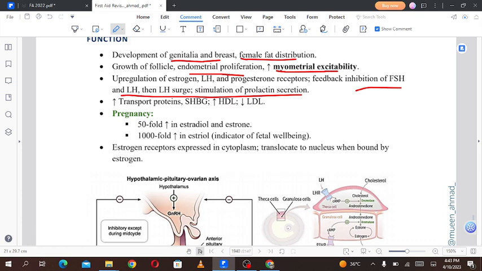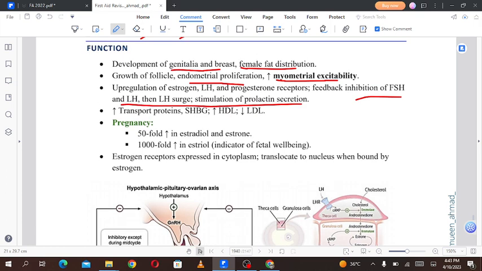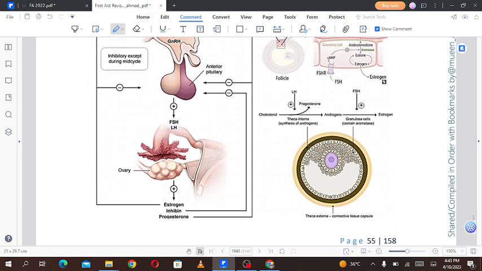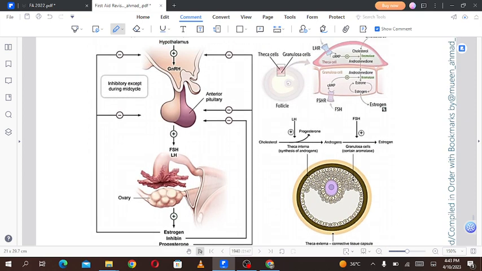So what is that? I just didn't get it. They're saying that upregulation of the estrogen, LH and progesterone receptors will lead to a feedback inhibition of FSH and LH, and then LH surge, stimulation of the prolactin secretion. So where is estrogen? Estrogen is over here. Estrogen leads to the negative feedback inhibition of the FSH and LH, and also the GnRH. So this is clear, but what were they talking about at that point? I guess they were talking about this picture.